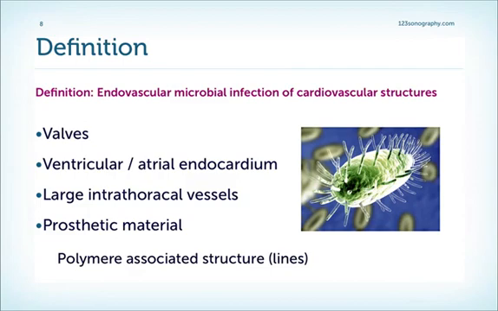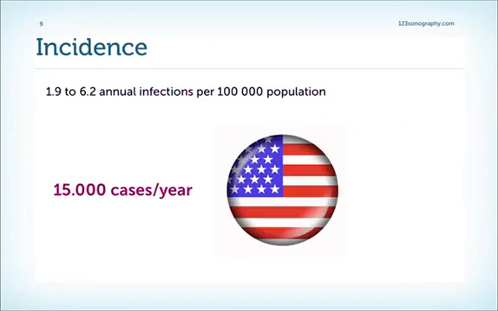So it can affect not only the valves, but also the endocardium of the atria and the ventricles, even the large intrathoracic vessels, and in particular also prosthetic material such as polymer-associated structures and prosthetic heart valves.